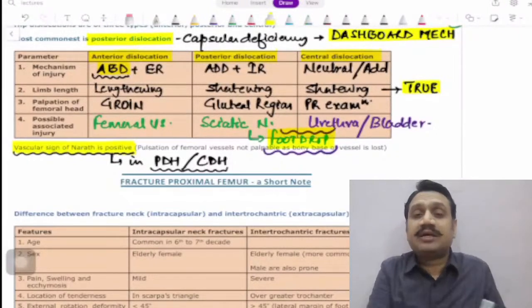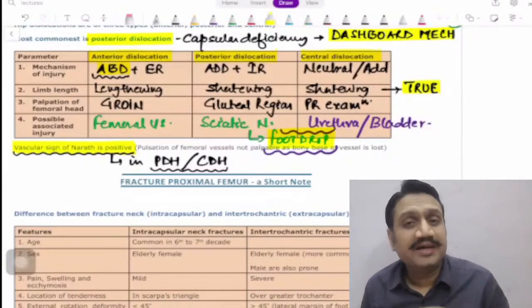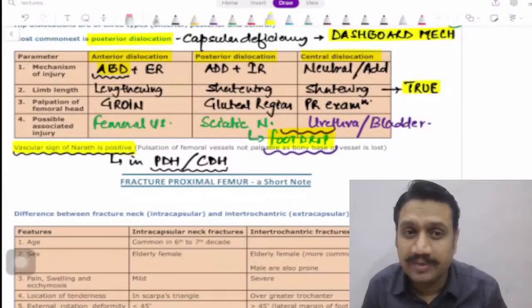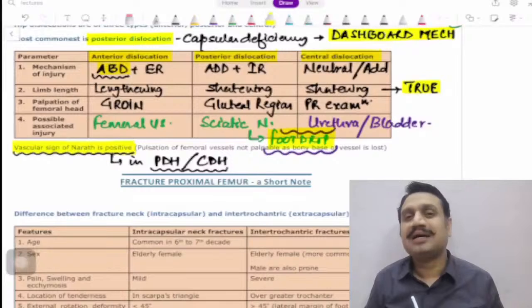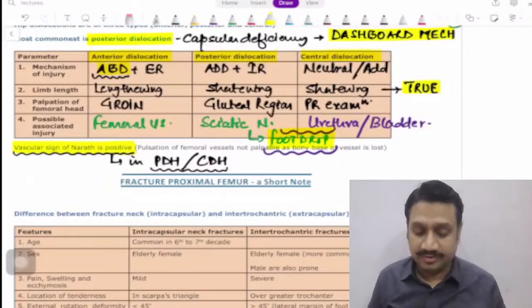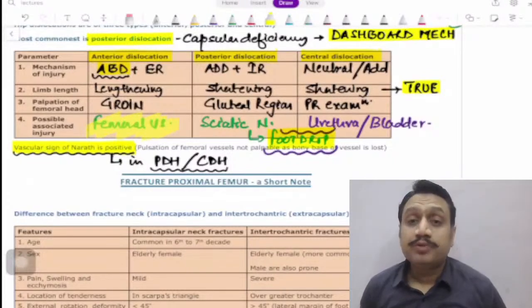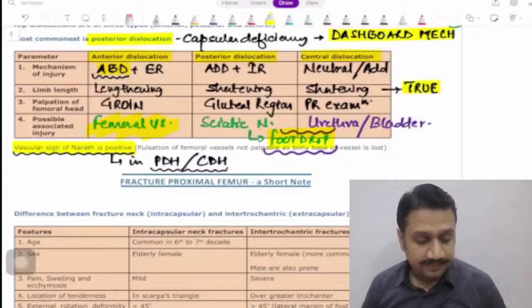Okay, and the head of femur comes in the groin area. And what do we have in the groin? The femoral vessel. So if they again ask you in the INICET whether vascular compromise is more common in anterior or posterior dislocation, you know very well that vascular compromise is more common in anterior dislocation because it is going to damage the femoral artery. Posterior dislocation damages the sciatic nerve, so it produces neurological compromise, right?